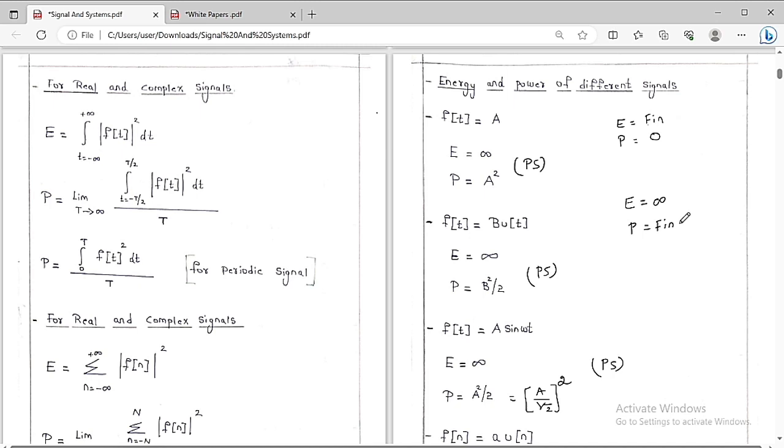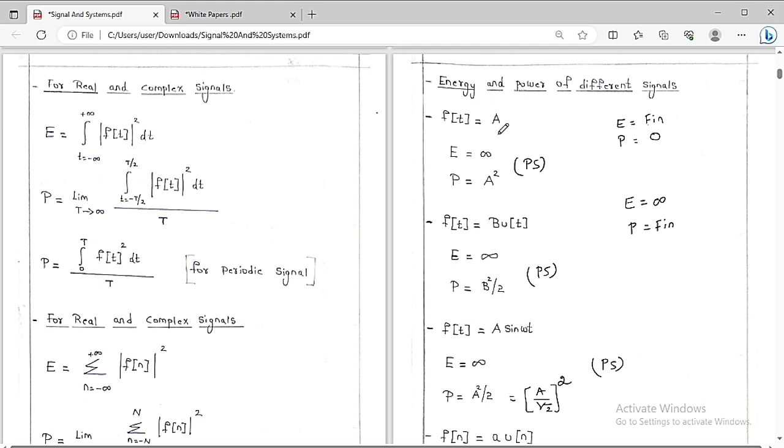So finally, I can say that a signal is said to be an energy signal when its energy is finite and power is equal to 0. A signal is said to be a power signal if its energy is equal to infinity and power is finite. So for all the signals, I am going to discuss what the energy as well as the power is, for each and every signal.